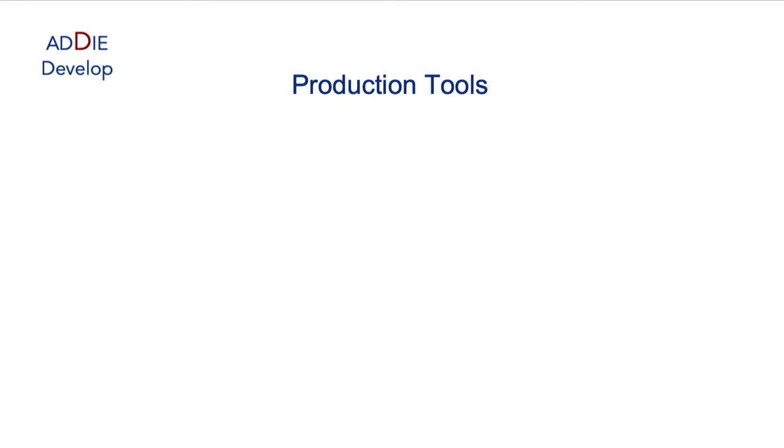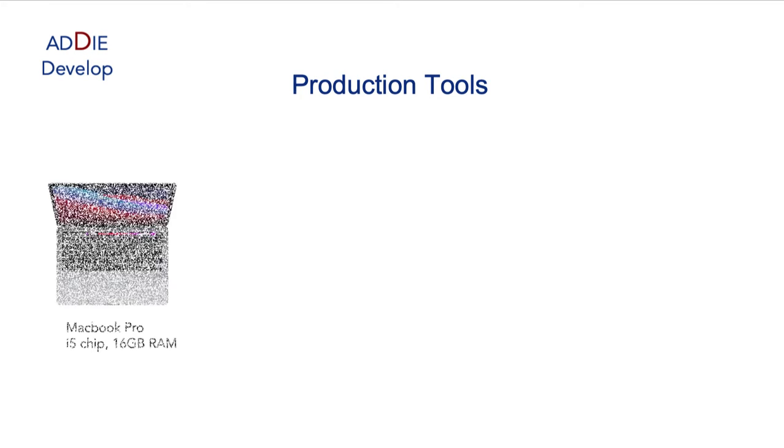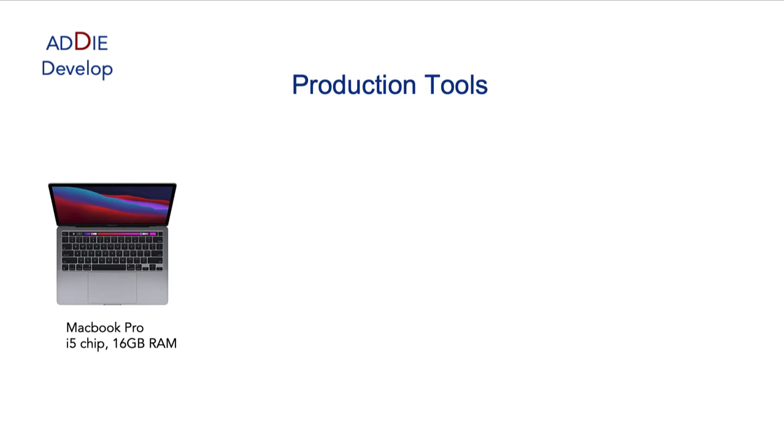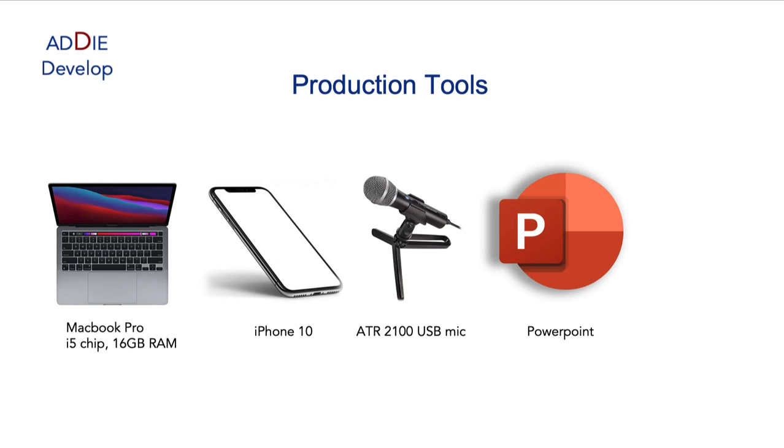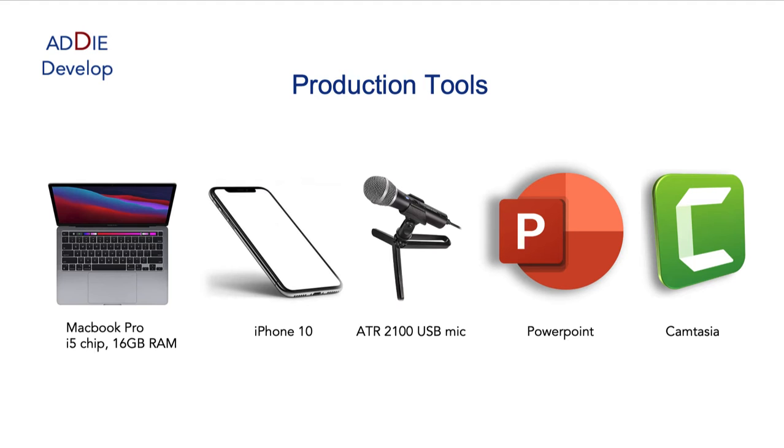My production tools were pretty straightforward. A 2-year-old MacBook Pro, an iPhone X, an Audio-Technica cardioid USB mic. This model, the ATR 2100, is only $30 and does a great job. And I'm no expert at this. I just saw good reviews and ordered it a while ago. I used PowerPoint for my slides and Camtasia to edit the project.